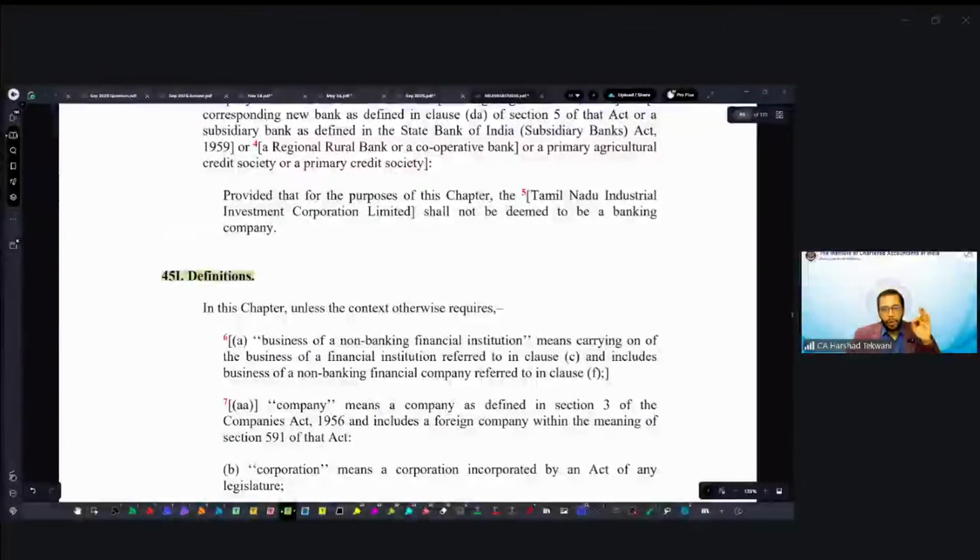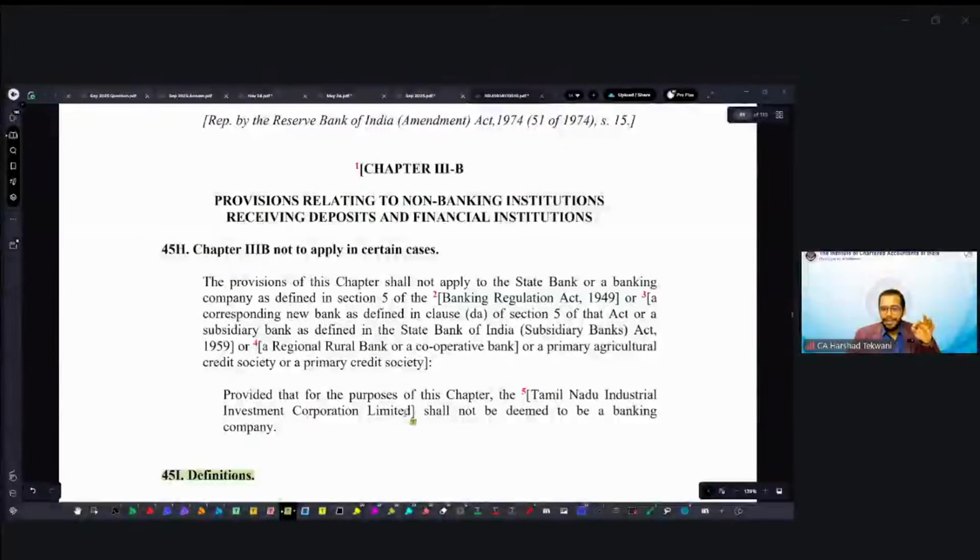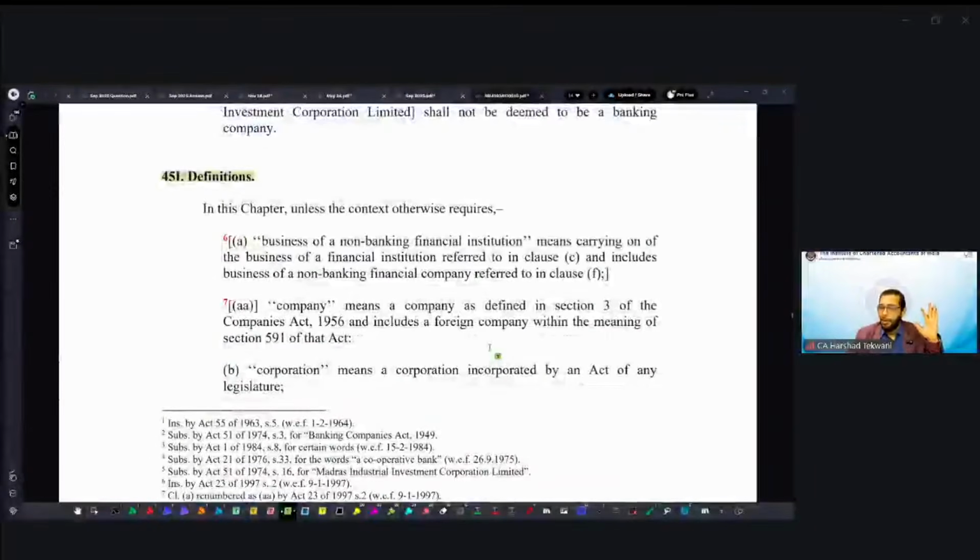Now, first of all, see what 45I says: this chapter is not applicable to the State Bank or any bank under the Banking Regulation Act which is in a similar business. So it excludes banks from it, and it is only applicable to NBFCs.